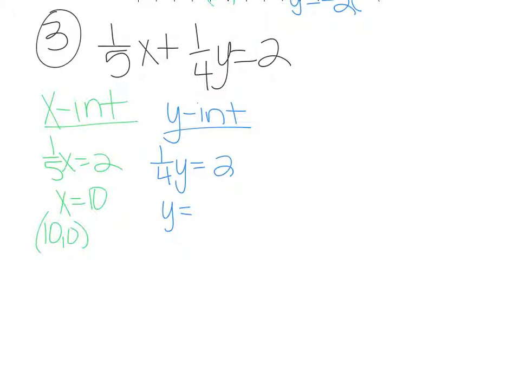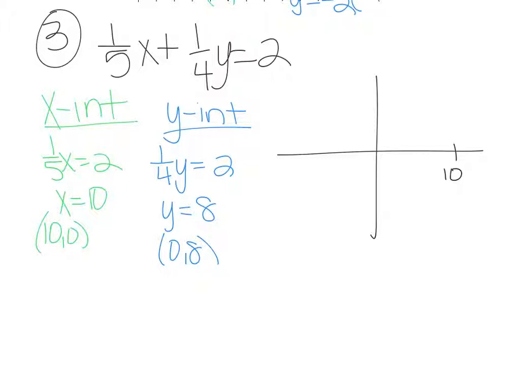Okay, and what did you guys get for your y-intercept? 8. And as a point, what would this be? (0, 8). Okay? For your graph, I told you it doesn't have to be super sophisticated. If you just get the general idea, you don't even have to draw all 10 hash marks. I would like you to label 10 on your x-axis and then label 8 on your y-axis. But other than that, we just want the general idea of what this graph would look like. So I'm going to have a point at 8, a point at 10. We can connect them and off we go.